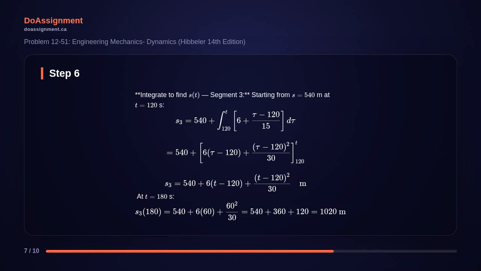For segment 3, starting at 540 meters at t equals 120 seconds, we integrate the velocity 6 plus the quantity t minus 120 divided by 15. After integration, s equals 540 plus 6 times the quantity t minus 120 plus the quantity t minus 120 squared divided by 30. At t equals 180 seconds, this gives 540 plus 360 plus 120, equaling 1,020 meters.